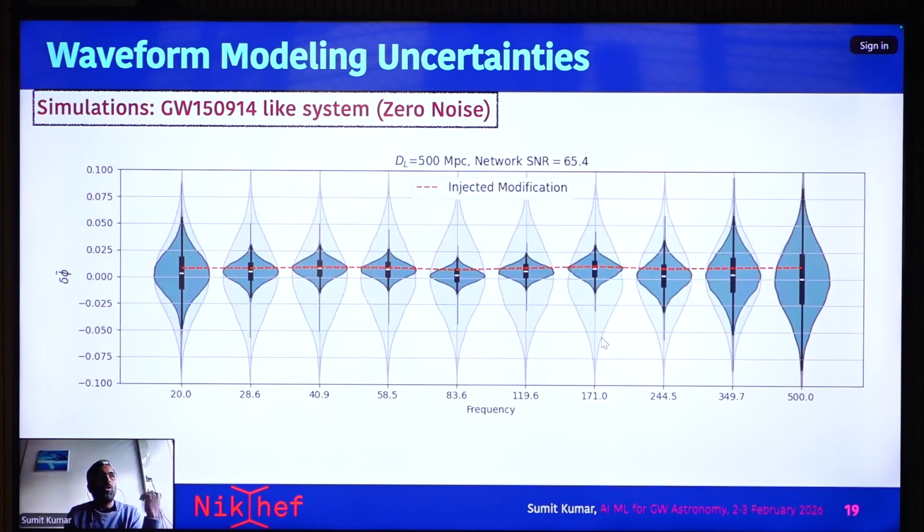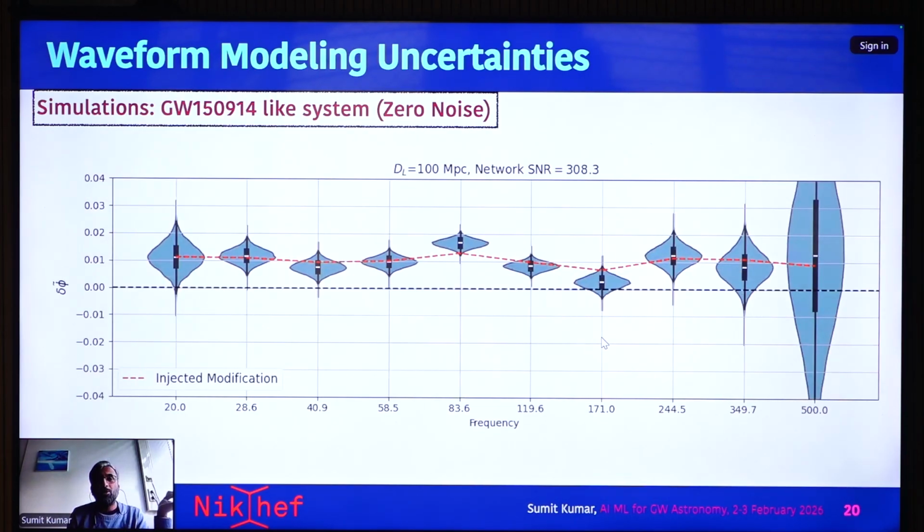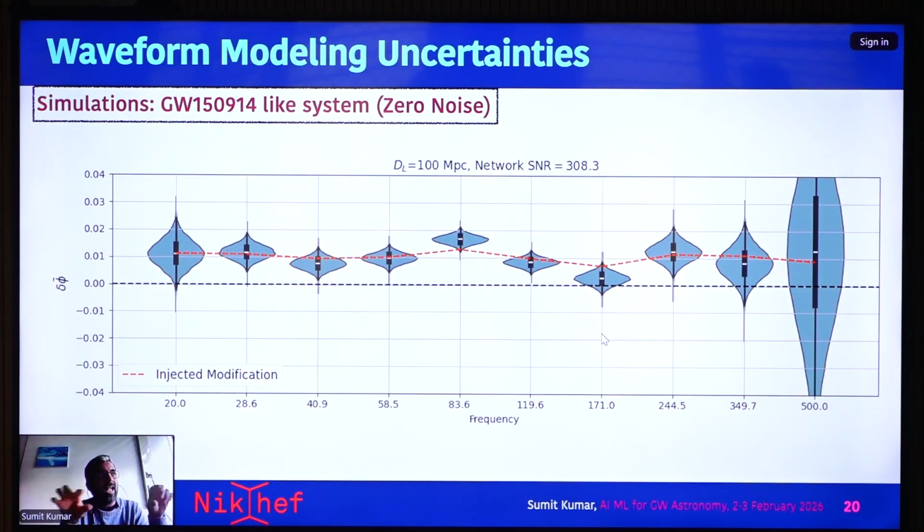Not only that, we can also recover the frequency-dependent errors in the phases. For example, this is an injection at 500 megaparsec with an SNR of 65 in the advanced LIGO detector sensitivity, but this is more visible when you go to the 3G type detector. This is at 100 megaparsec with the same advanced LIGO sensitivity, and this red curve is the uncertainty that we introduced in the injections, and you can see that it's recovered at different nodal points.